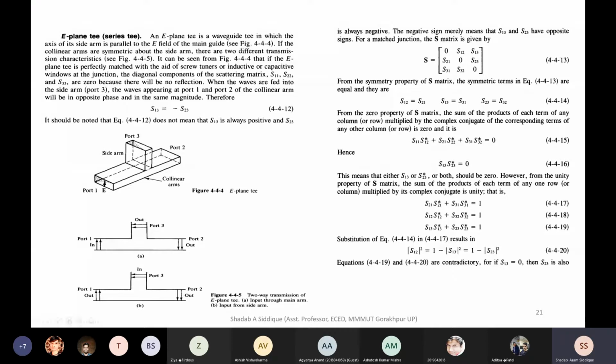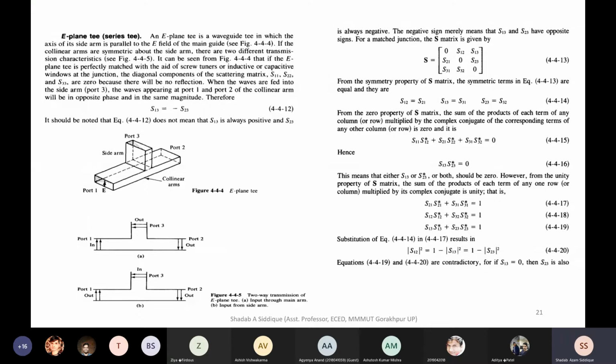We have seen that port 1 and port 2 are 180 degrees out of phase, and that gives S13 equal to minus S23, or S23 equal to minus S13. Also, we took the S matrix properties, like the unitary property, the zero property, and the symmetry property, and we found that there is a contradictory stage, where S13 and S23 both become zero.